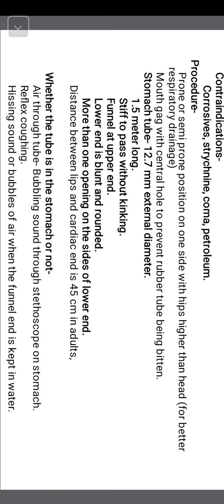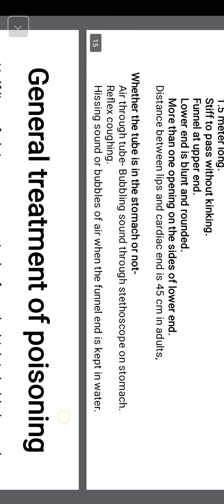Then the stomach tube is to be passed through the mouth gag. A mouth gag is to be put into the mouth so that the tube will not be bitten by the teeth, and through the central hole of the mouth gag the tube is to be inserted slowly towards the stomach, and this tube should be stiff enough so that it will pass without kinking or folding. Funnel end at the upper end, and lower end will be blunt and rounded, and lower end will have a few openings on the sides, so that whatever you are pushing through the funnel end through the tube into the stomach will be liberated into the stomach through those holes.